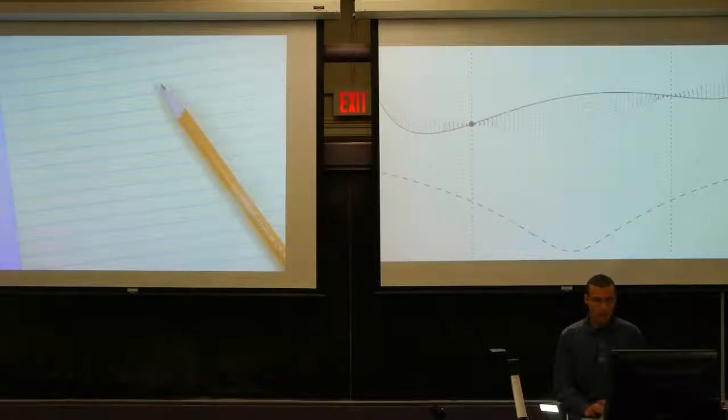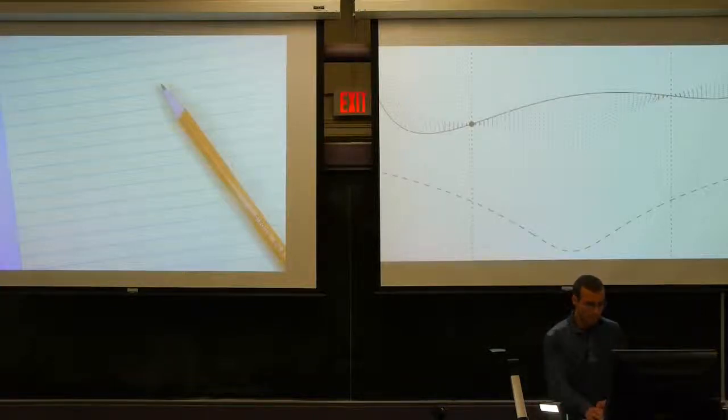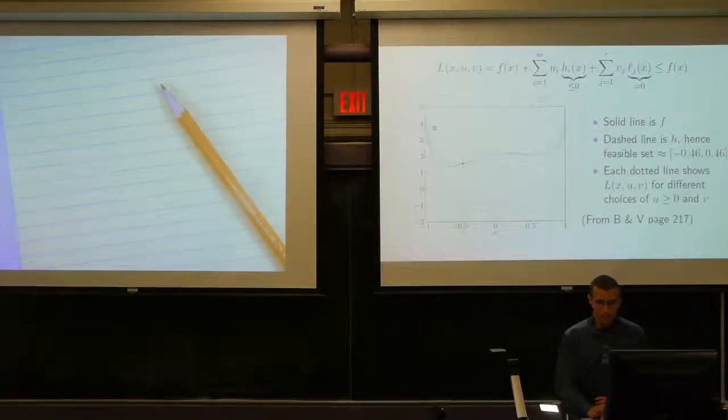You can see that it lower bounds the function within the feasible region. Each one of these dotted curves is L as a function of x for some fixed values of u. There's no v here because there are no equality constraints. Outside of the feasible region, it does not lower bound our function. That's obvious because then hi will not necessarily be less than or equal to 0, so we won't get that this is less than or equal to f of x.